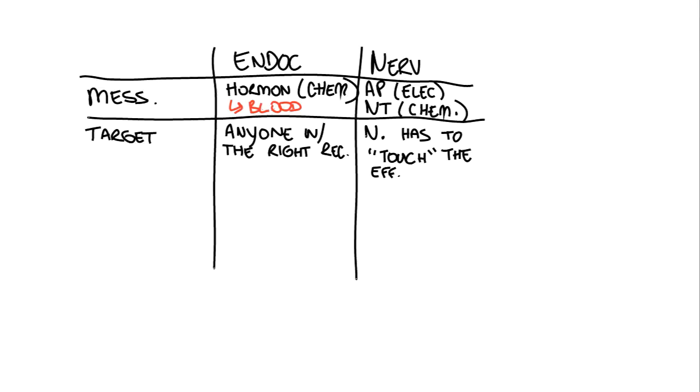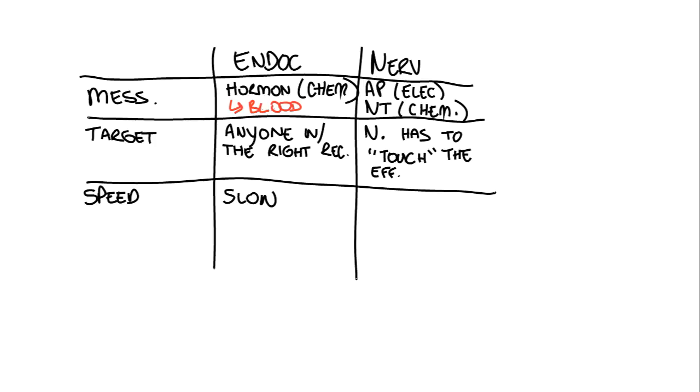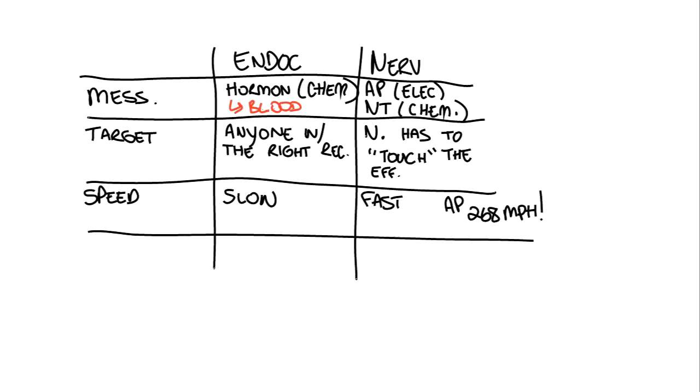Okay? What about speed? Or the speed of the transmission? Okay. With the endocrine system, it's relatively slow. So it takes a while to find that right receptor. With the nervous system, it's fast. Here's a little fact for you: the action potential is actually about 268 miles per hour. That's pretty fast. Much faster than the endocrine system. All right, so what about the effect? The effect duration. So how long does it last?